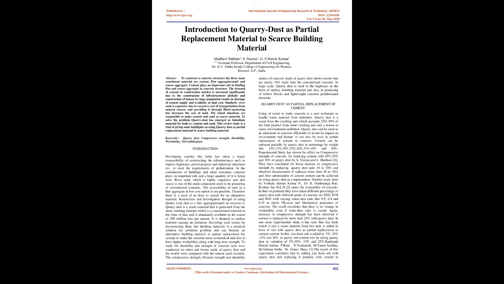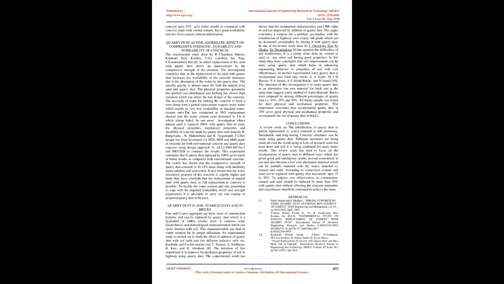Cement can be replaced partially by quarry dust in percentage by weight, like 10%, 15%, 20%, 25%, 30%, 35%, 40%, and 50%. An experimental study has shown the effect on compressive strength of concrete by replacing cement with 10%, 20%, and 30% of quarry dust by Nazma and Madhavi 1. They concluded a linear increase in compressive strength by replacing quarry dust up to 10 to 20%, and observed a decrease if replaced more than 20 to 30%, and also optimization of cement content can be achieved by using quarry dust as a replacement.